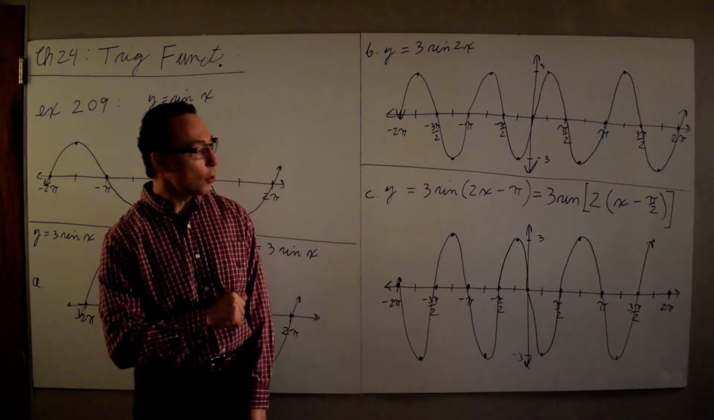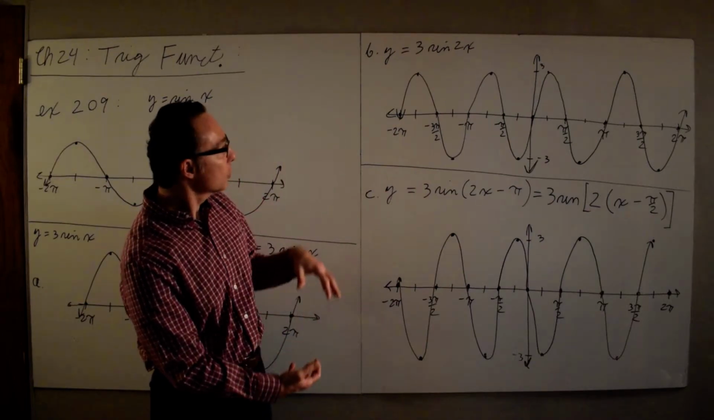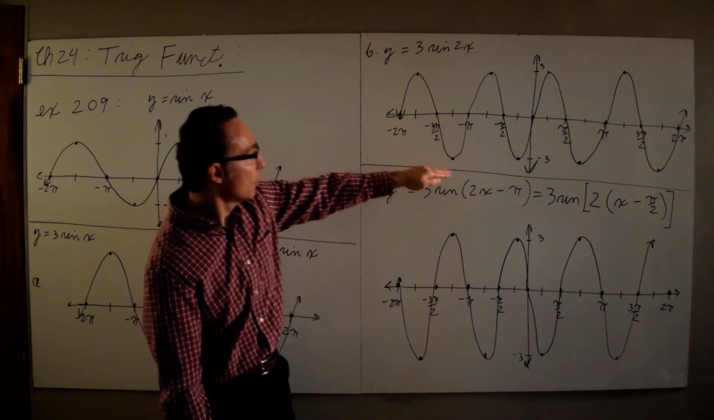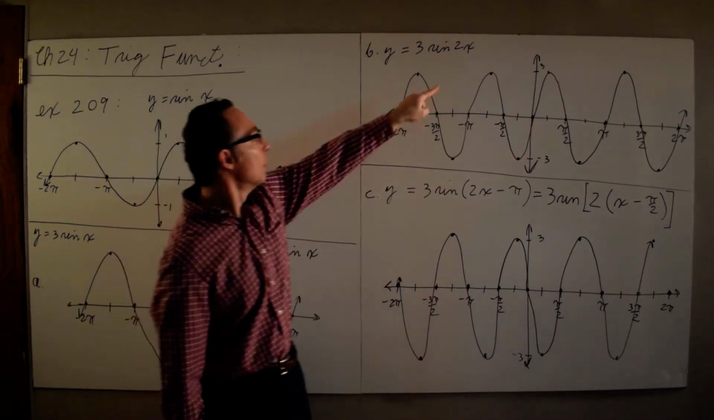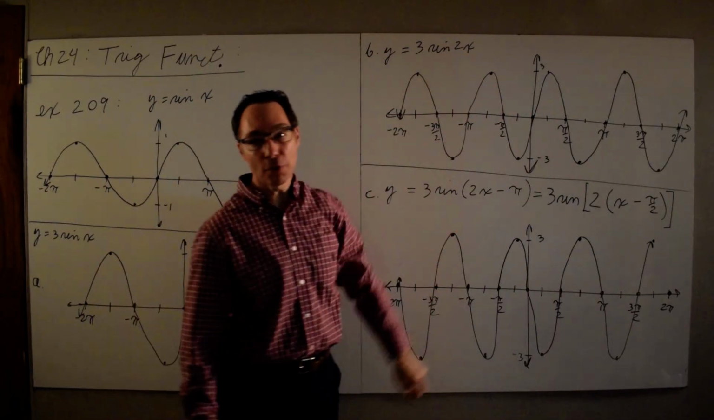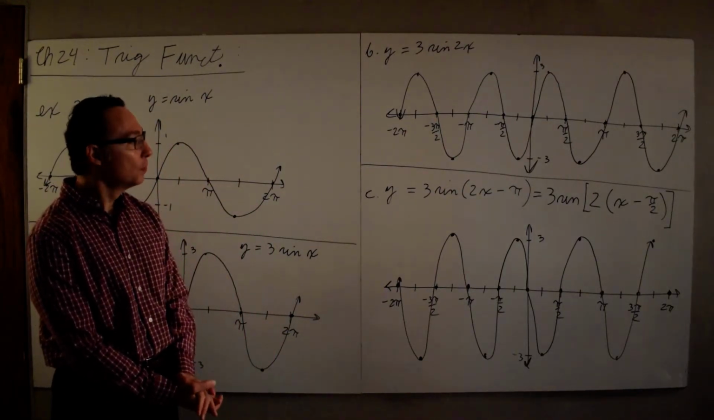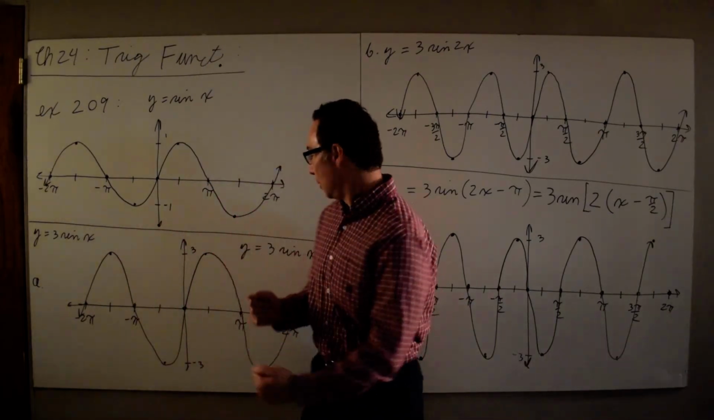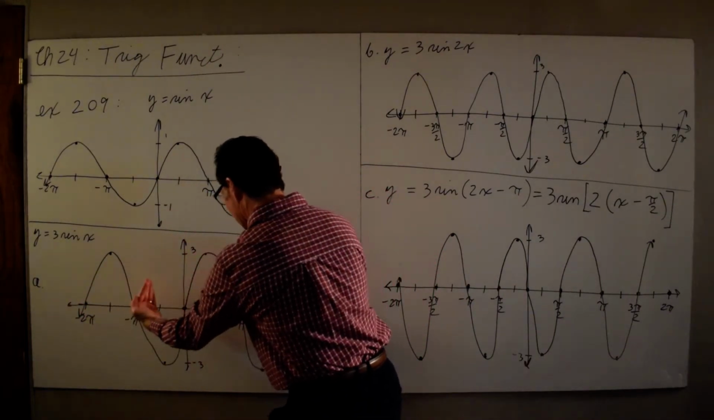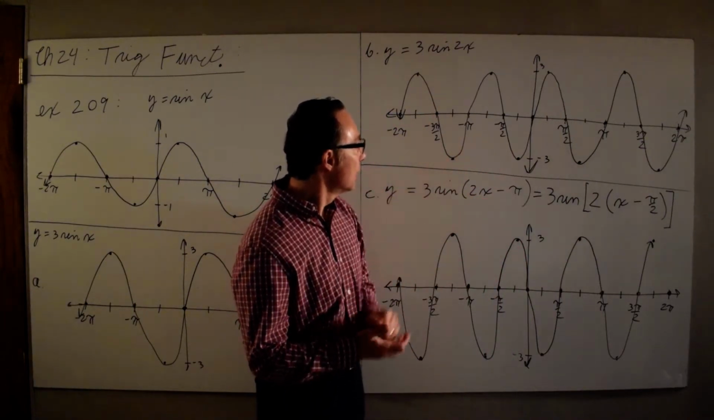What did we do for part B? We added a horizontal compression to this. So the 3 is still our vertical stretch by a factor of 3. So we still go down to negative 3 and up to 3. But multiplying by 2 inside the function, this is a horizontal compression by a factor of 2. And so now what happens, we take this function and we compress it by a factor of 2. And that's what's happened here.